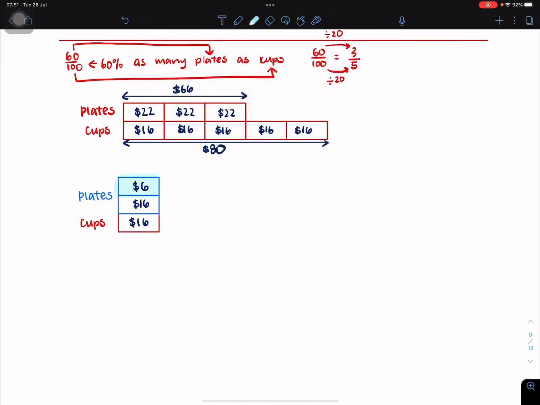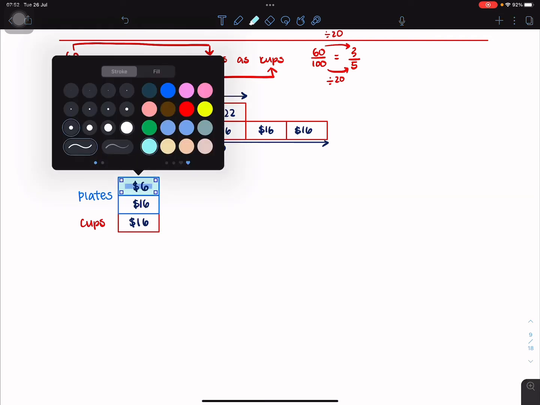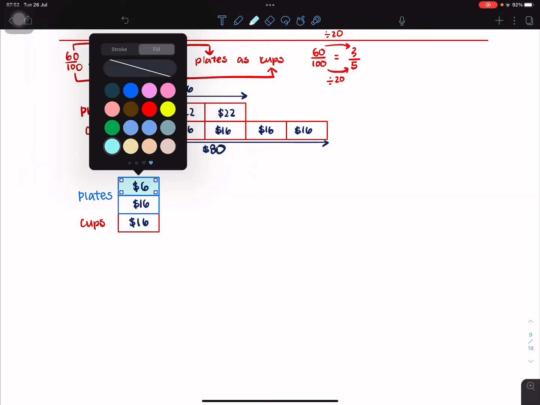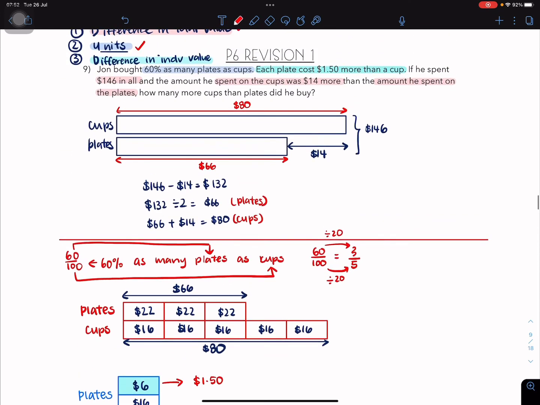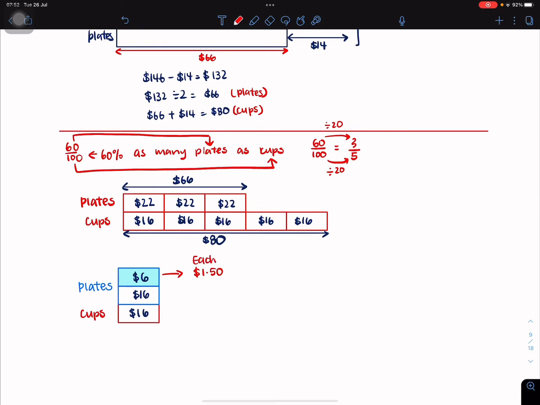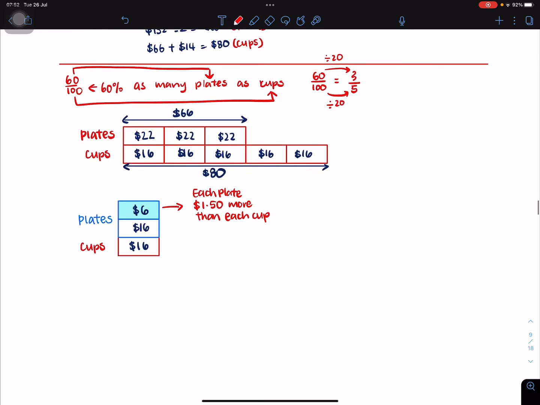Okay, so this $1.50 makes up the value of all the 6, because, sorry, there are only 3 sixes. I said too many sixes. All the 6 is because of $1.50. Each plate is $1.50 more than each cup. So how many of $1.50 are there to make up $6 would be the value.